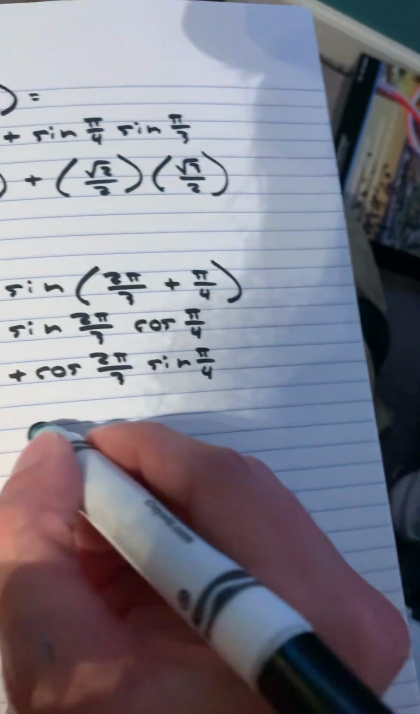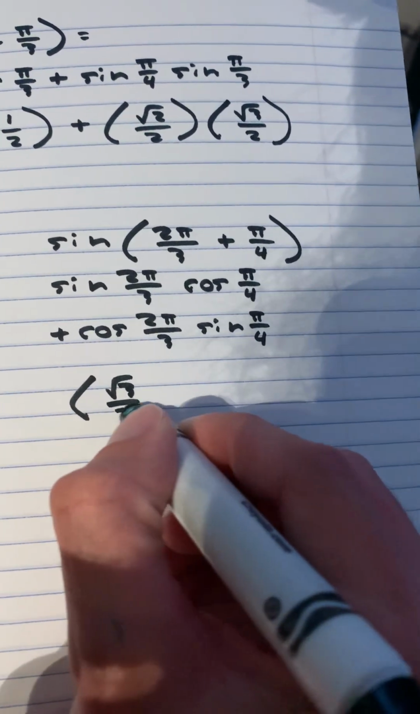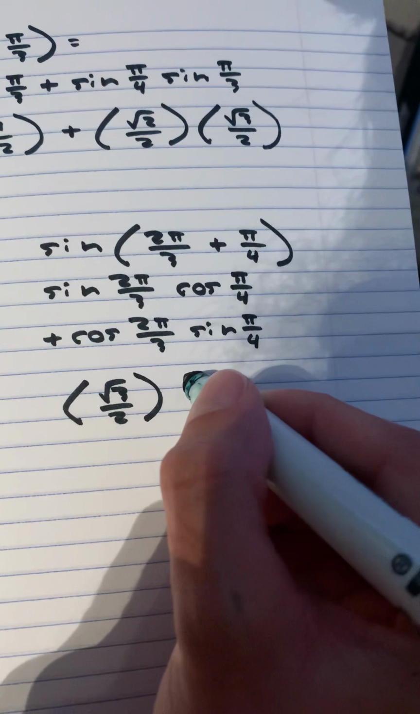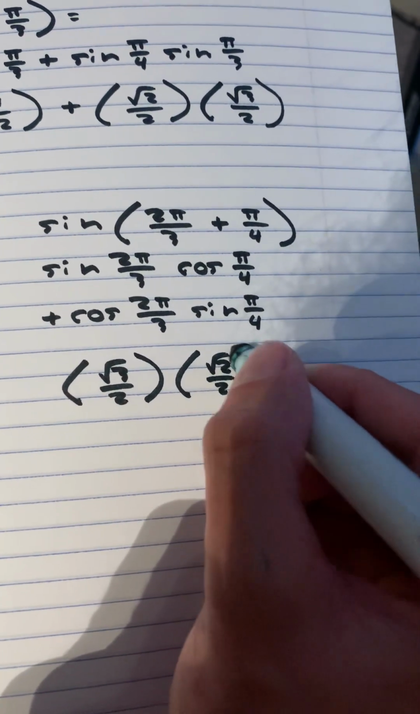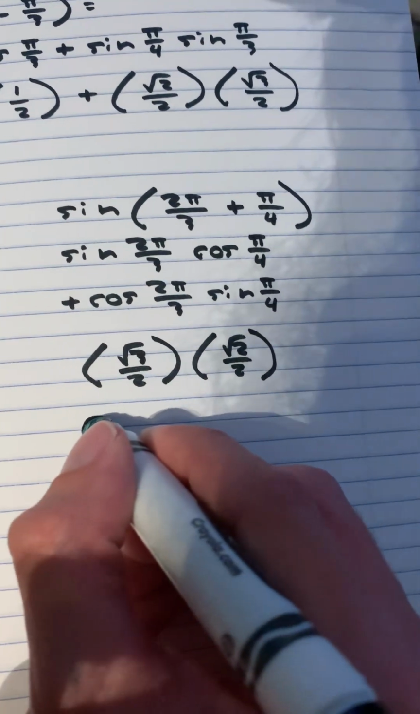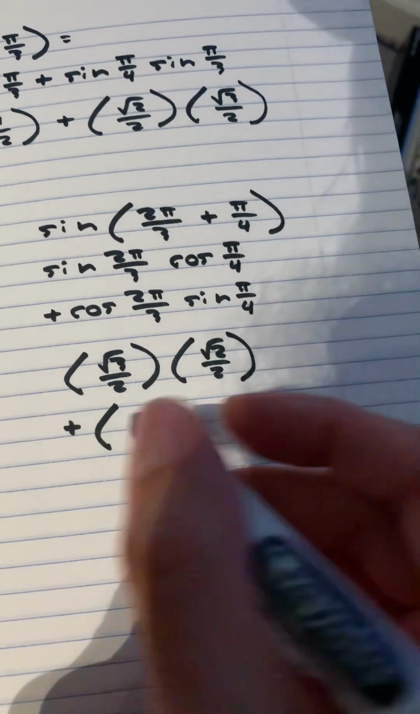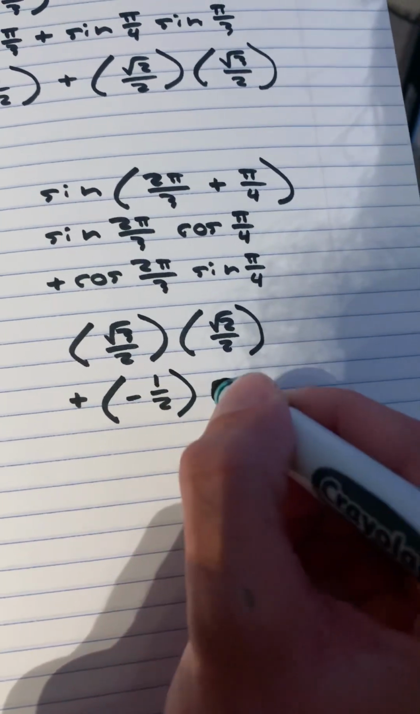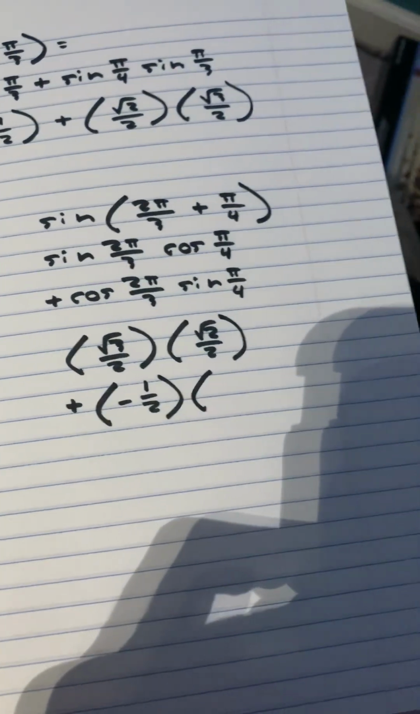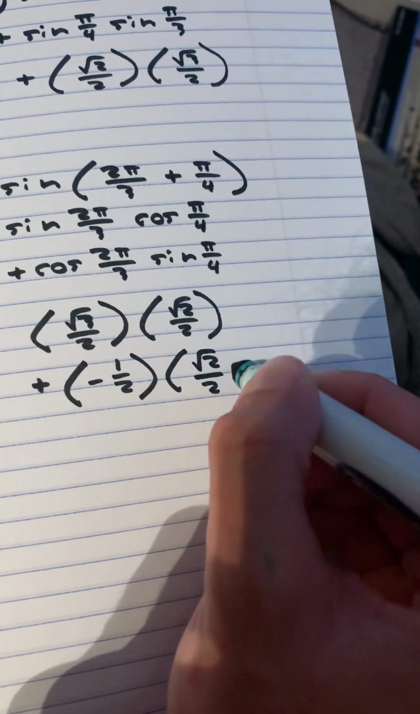Okay, so sine of 2 pi over 3, remember ASTC, sine is going to be positive, so that is going to give me the positive square root of 3 over 2 times the cosine of pi over 4, easy, square root of 2 over 2. Can't go wrong with that. Plus cosine of 2 pi over 3, and cosine is going to be negative, so we got minus 1/2 times sine of pi over 4, which is square root of 2 over 2.